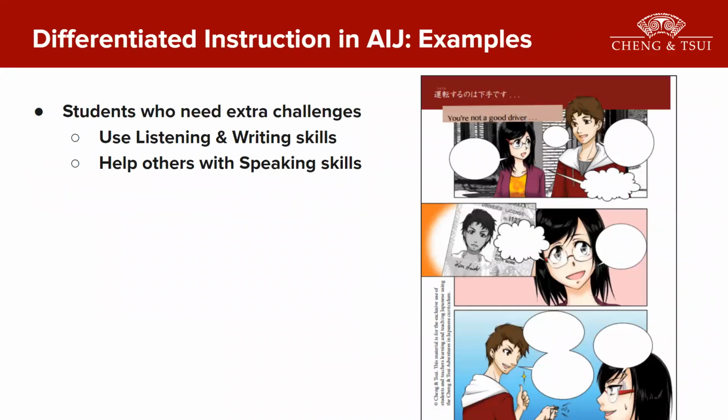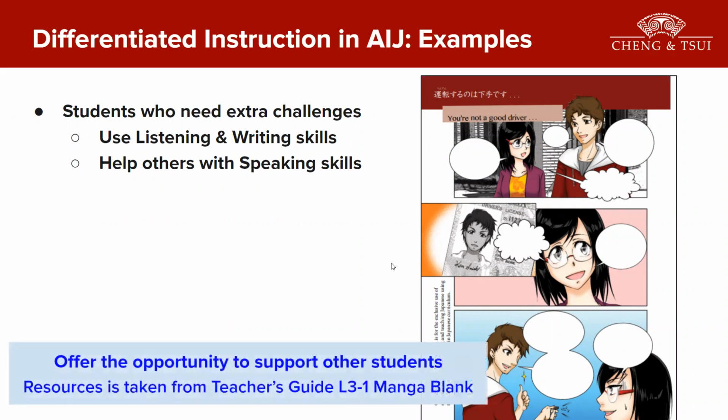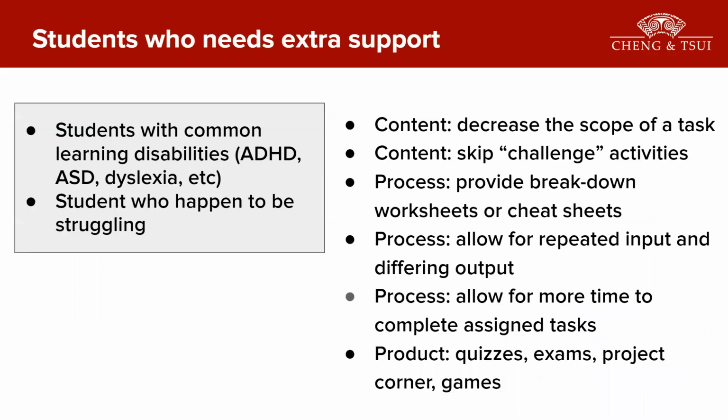For both heritage and advanced level learners, they can make use of blank manga and apply their listening and writing skills to help other students practice speaking and fill out the conversation bubbles in the manga. This example offers the opportunity for heritage and advanced level students to support other learners. The resource is taken from the Teacher's Guide, Level 3, manga file without text.